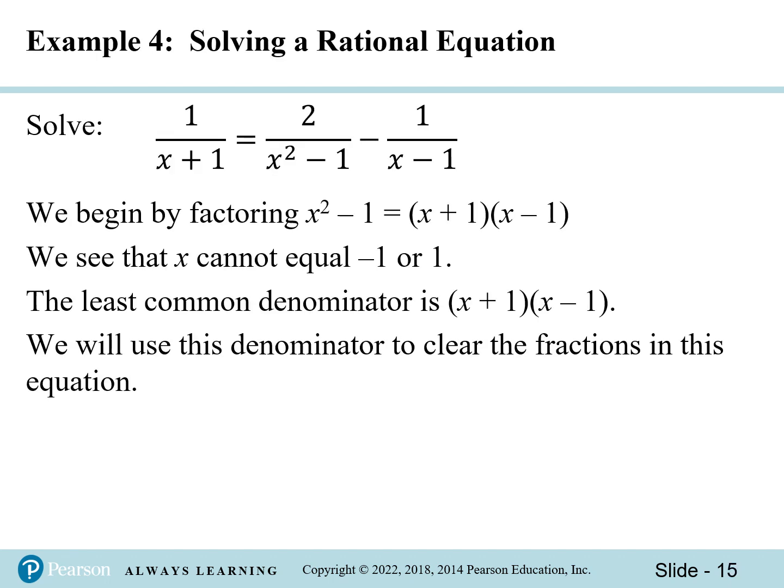So for example 4, we're solving 1 over x plus 1 equals 2 over x squared minus 1 minus 1 over x minus 1. We begin by factoring x squared minus 1 equals x plus 1, x minus 1, because this is a difference of two perfect squares. Therefore, x cannot equal negative 1 or 1. Our LCD is going to be x plus 1, x minus 1.